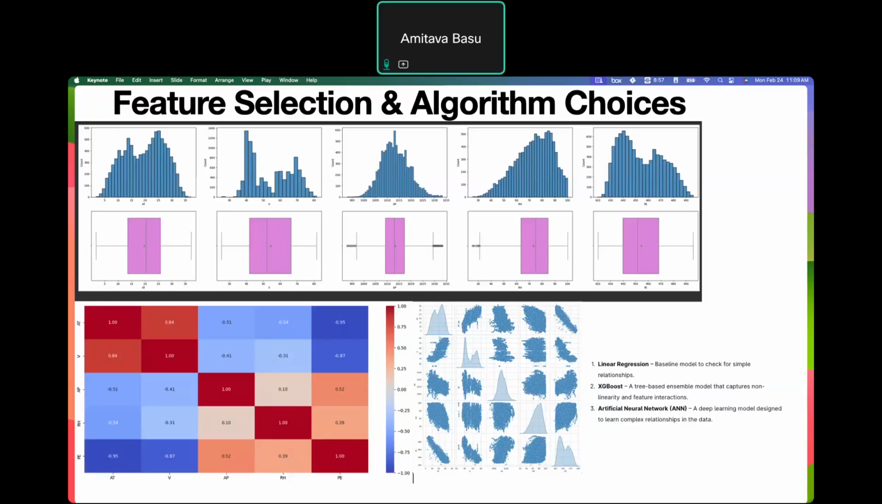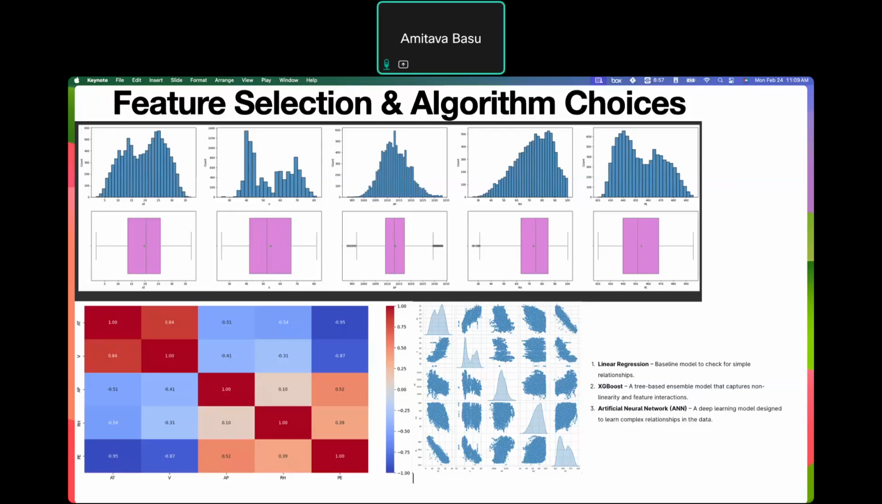Linear regression. This was used as a baseline model to check if a simple linear relationship could explain power output. XGBoost is next, a tree-based ensemble model that performs well with structured data. It also provides feature importance insights, making it highly interpretable.